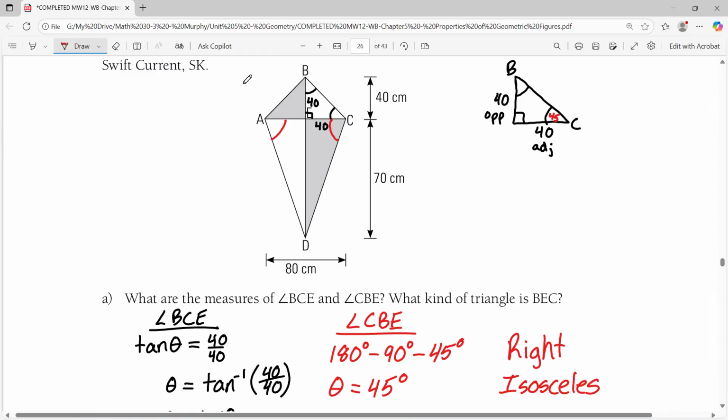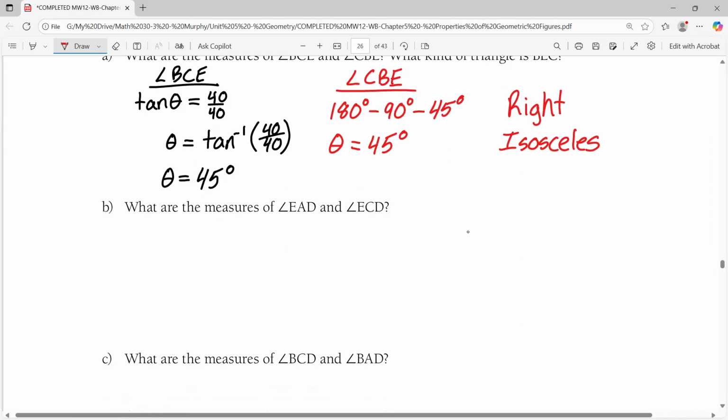Okay, 70 tall, 40 at the top, because here's the 70. So I know this is 70, I know this is 40, and I know it's a right angle. Perfect. Okay, I'm just going to bring it down here and draw it so you can see it as I do the work. So this is right angle, this is 40, 70, and we're looking for this angle here.